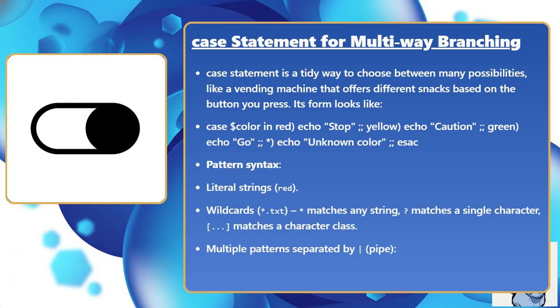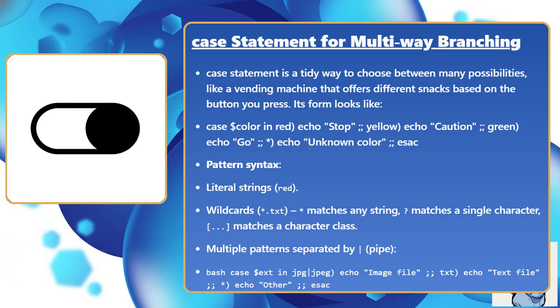Pattern syntax: literal strings like red, wildcards such as *.txt where * matches any string, ? matches a single character, and brackets define a character class. You can separate several patterns with a pipe character. case $ext in JPG|JPEG) echo image file;; txt) echo text file;; *) echo other;; esac.